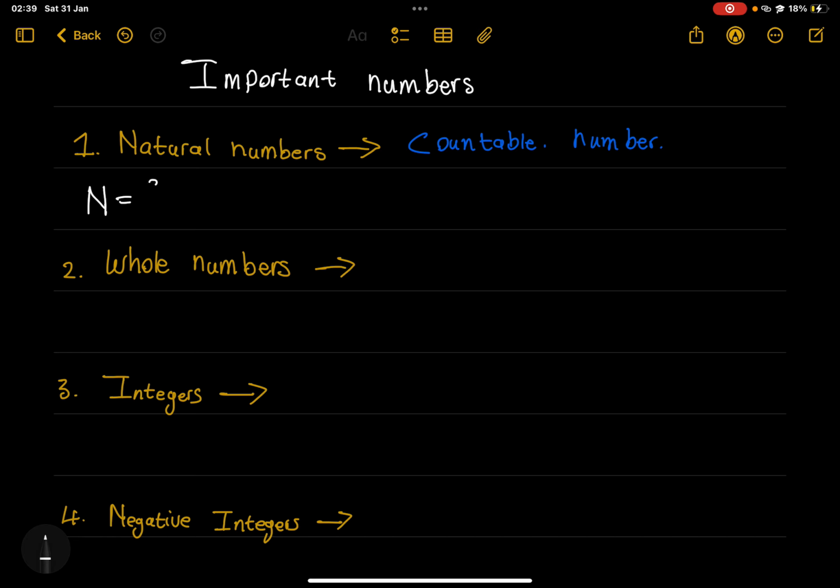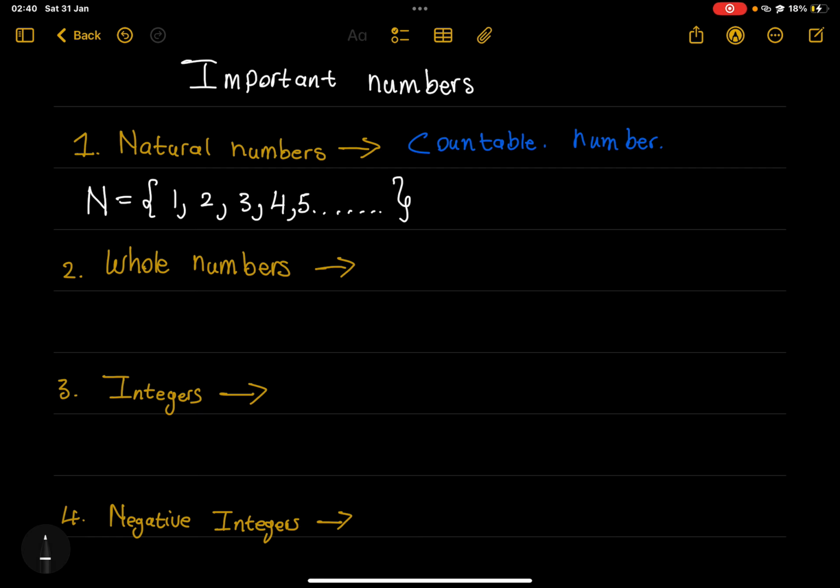So let's try and list the countable numbers: 1, 2, 3, 4, and 5. In a set, when we are listing numbers that are not ending, we will use ellipses like this, to say there are more numbers to come. Those are called natural numbers. They are countable numbers, like when you are counting learners in a class.